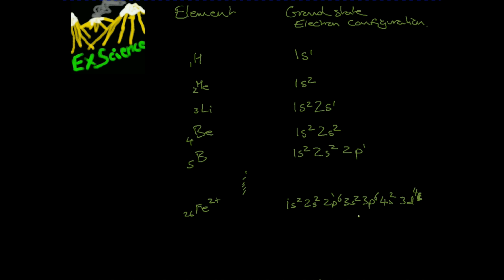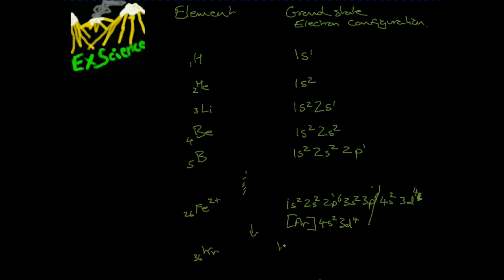So for the 2 plus, we could write it out as, so up to here, this is the electronic configuration of argon. So I could write argon here and then just 4s2, 3d4. And this continues on all the way down to krypton, which is number 36.